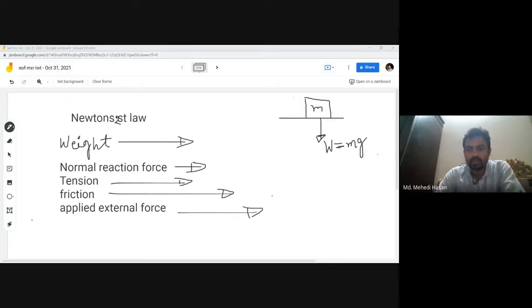So this is downward. Then let's go to the normal reaction force, and this is the only force which will always act on an object.